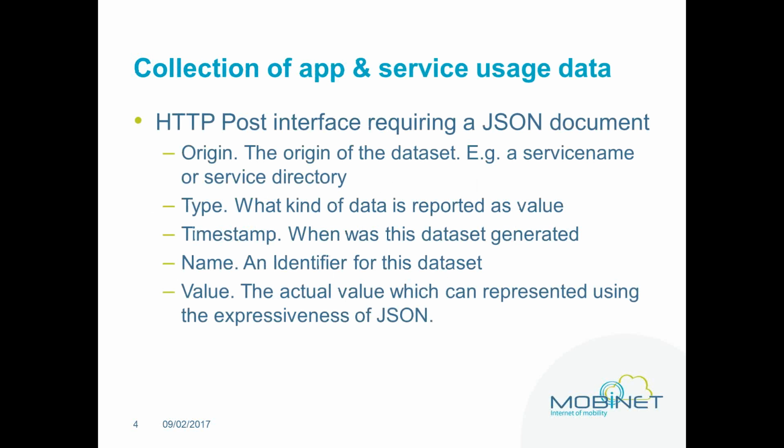So for the collection of app and service usage data, we defined a post interface using JSON documents. We require a few filled-in fields, which are the origin, so your service name or whatever you would like to call that. Then the type of data. We have a few defined types of data which we support with additional analytics. Of course, the developer is free to add whatever he wants there, in case he just wants to record data. A timestamp, of course, an identifier for the data set, and then the actual value using the full expressiveness of JSON.